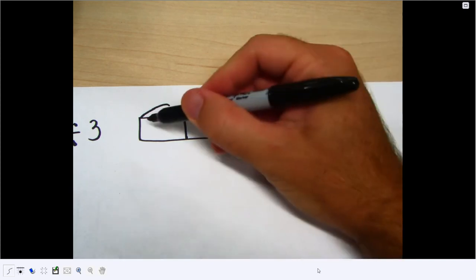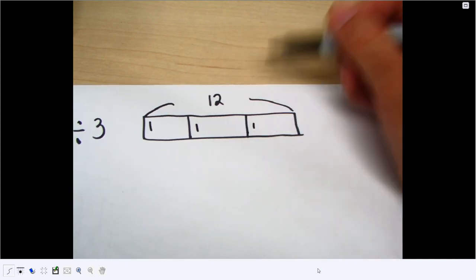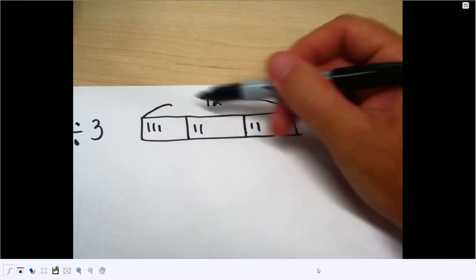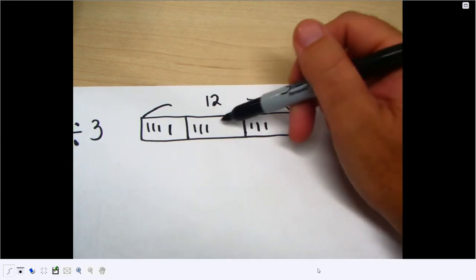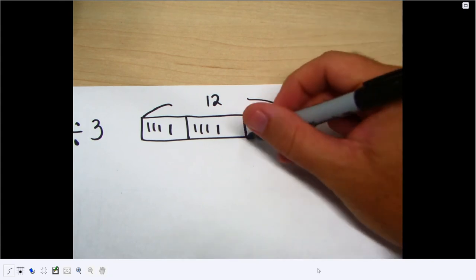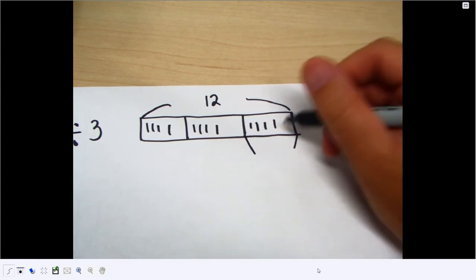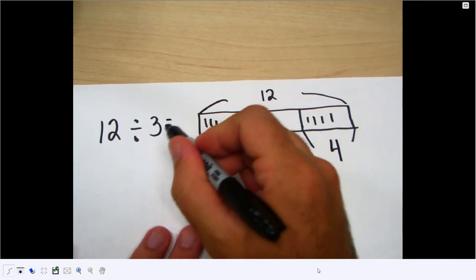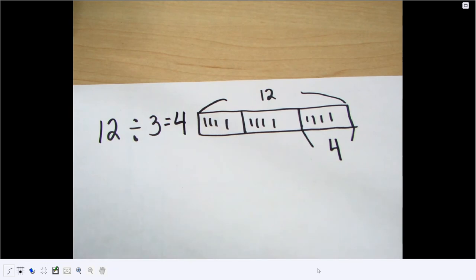So here we go. 1, 2, 3, 4, 5, 6. Stop when you get to 12. 7, 8, 9, 10, 11, 12. I'm done. How much in one box? 4. So guess what 12 divided by 3 is? 12 divided by 3 is 4. That is the basic idea of how to do division with equal grouping.